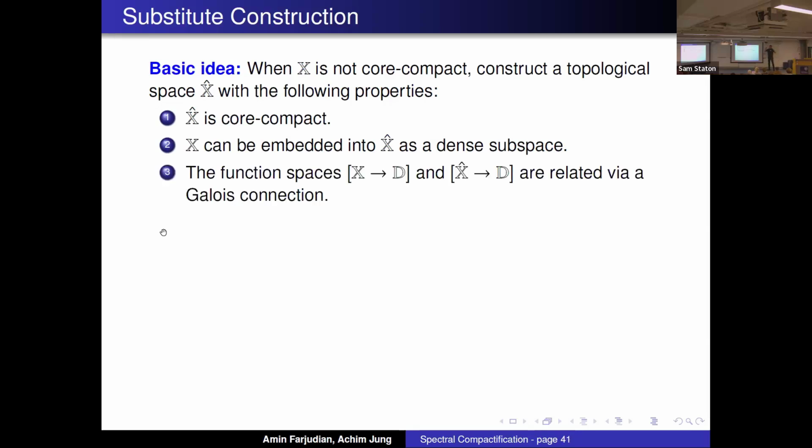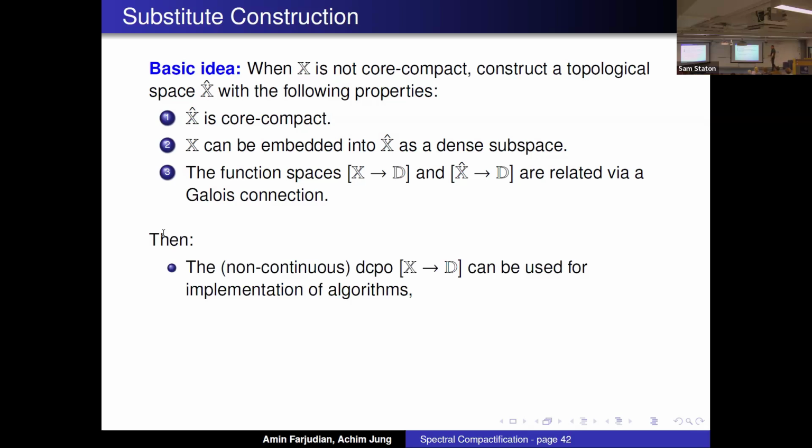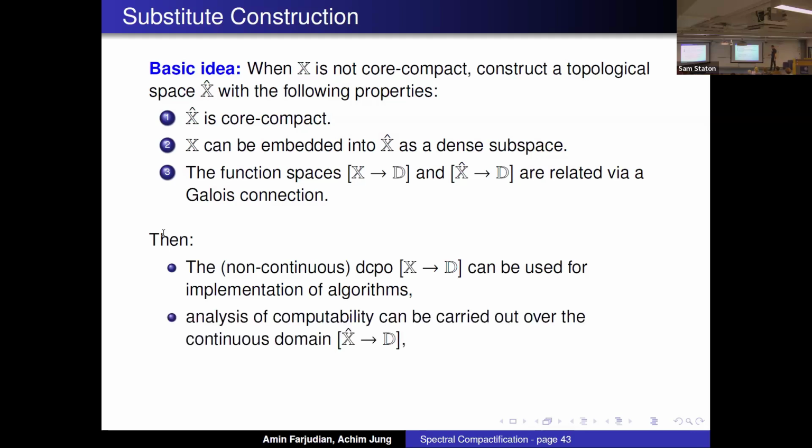And of course, we want these two function spaces to have some relationship with each other. So this is the function space which is not a continuous domain. This is the one which is a continuous domain, both by the previous theorem of Erker, Riscardo, and Kaimak. And they're related via a Galois connection. That Galois connection allows us to say that this is a good substitute. If we do that, then we can do our basic computations in the DCPO, which is not a domain, but we can do computable analysis in X hat to D, which is a continuous domain. Of course, it has to have an effective structure on it, so it has to be an effectively given domain. But usually when you get to this point, you have covered like 90% of the distance anyway.